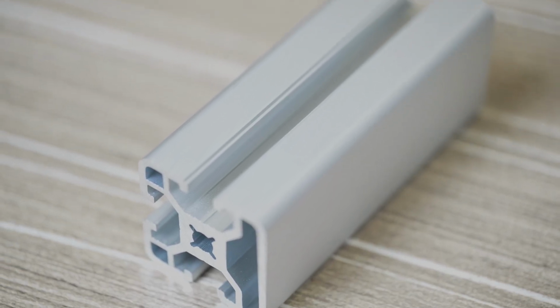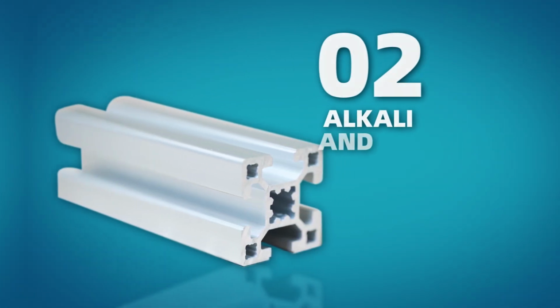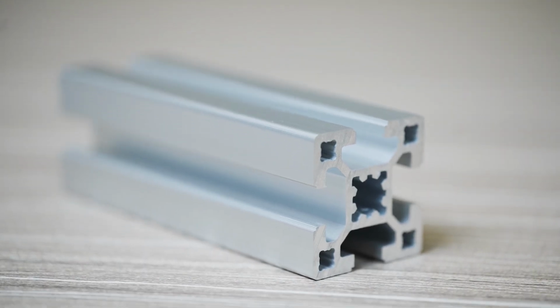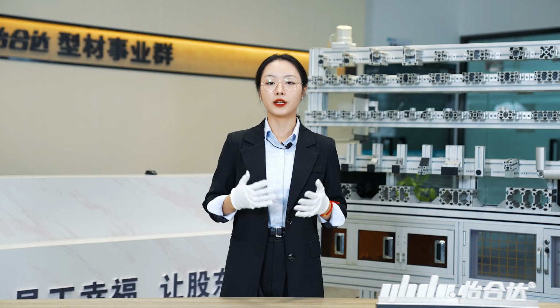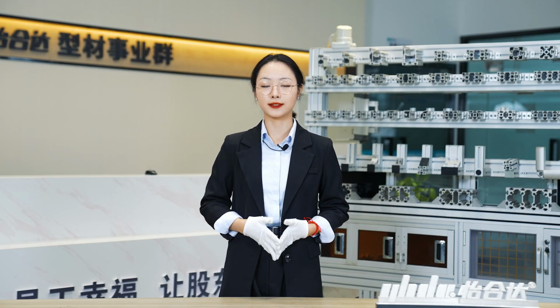Its main advantage is cost effectiveness, but the surface is prone to scratching. Process 02, alkali sand anodizing. This involves alkali etching followed by anodizing. The surface has a metallic texture, high hardness, and is scratch resistant. However, it requires high precision in mold and extrusion processes.